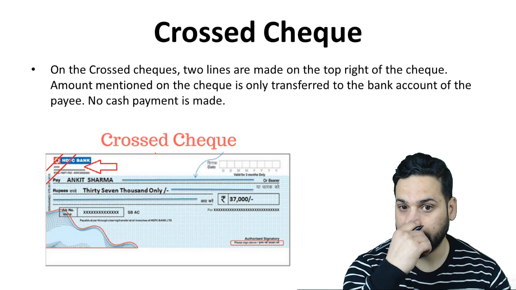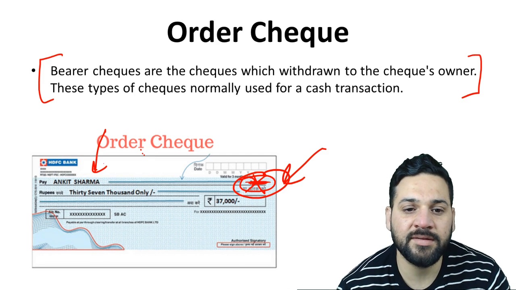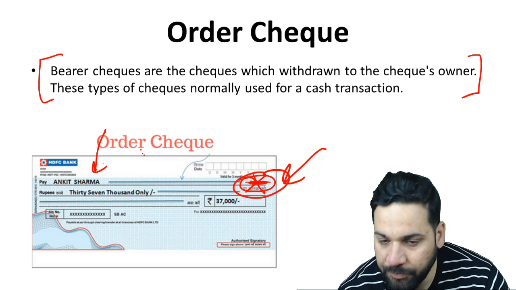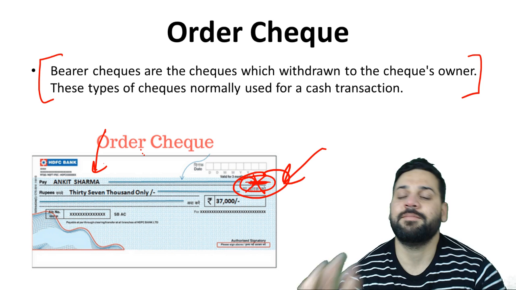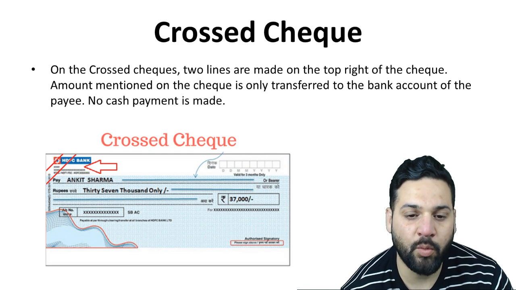What is a crossed check? See, this was like a simple bearer check. Bearer terms are cancelled out. It became an order check. Now, what is a crossed check?